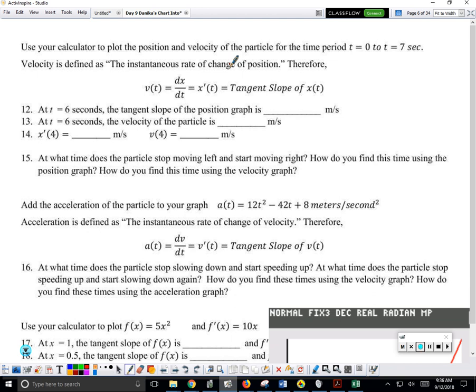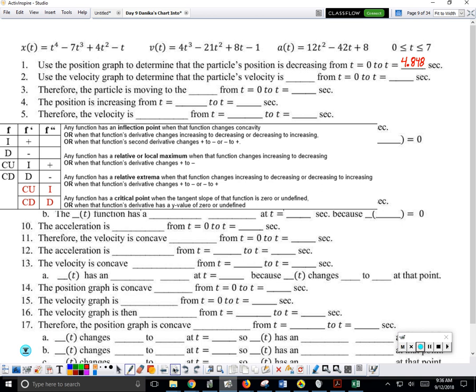Okay, back to here. So when the position graph is decreasing, that means that you see the y-coordinates of the position graph going down. When those position graph y-coordinates are going down, you can be guaranteed that every value of the velocity will be negative. So every y-coordinate of the velocity.